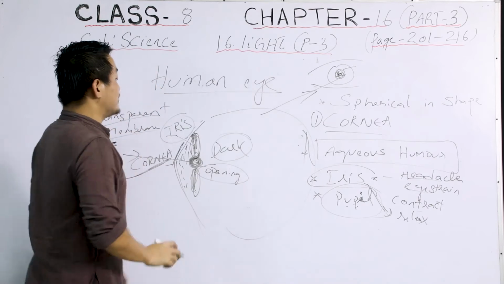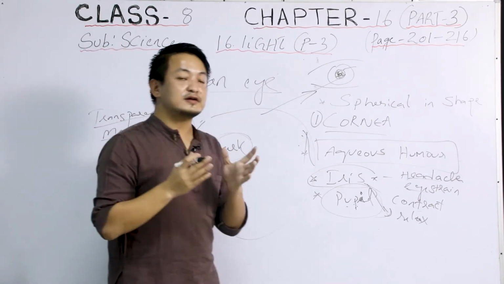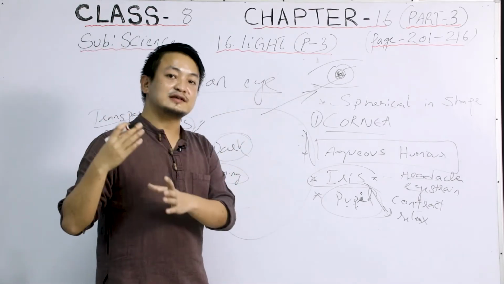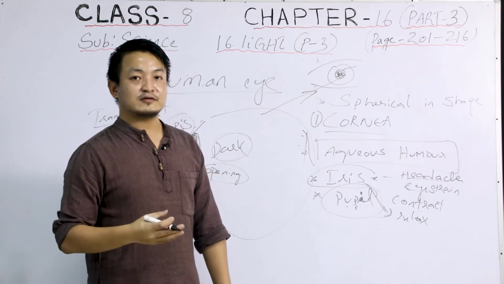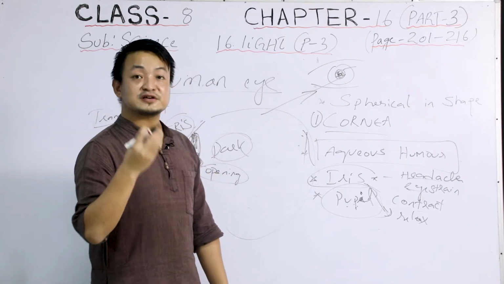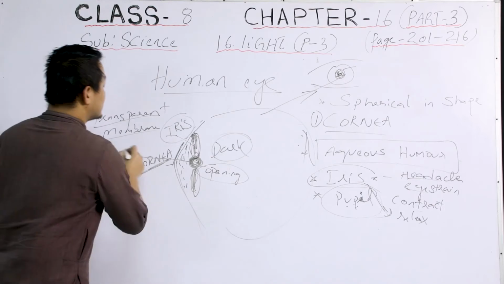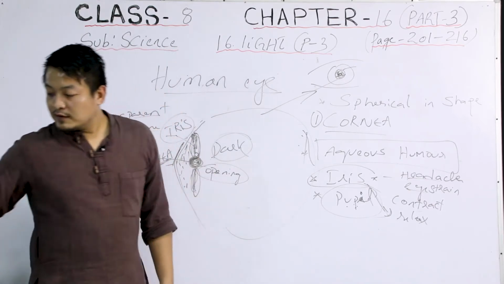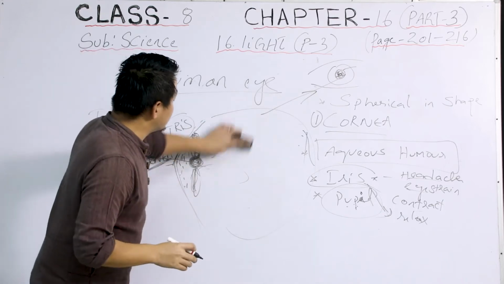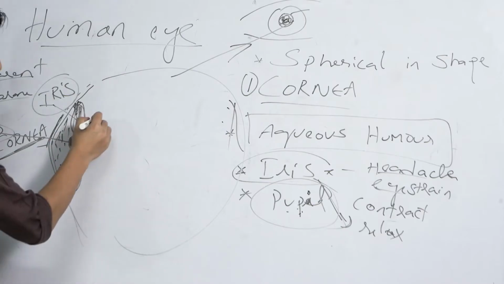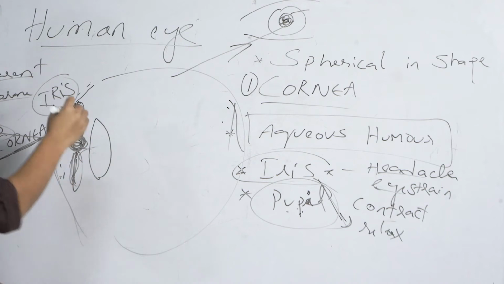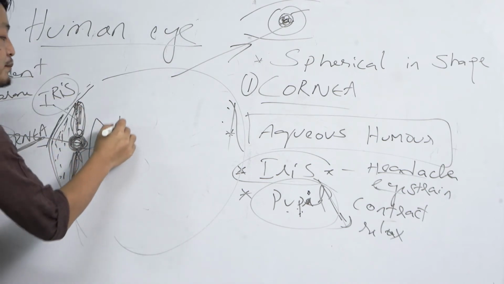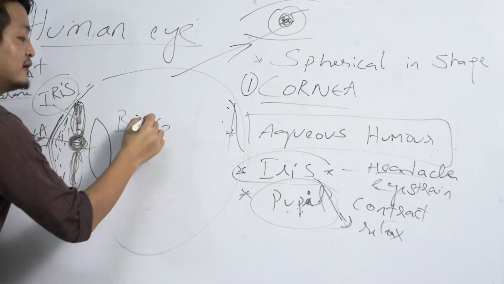Clear? Now this is just the outer part, but there is a lot happening inside, in the internal part of the eye, and that's an amazing machine. So now light enters from here. Now what happens? Here, my dear students, we'll have a lens, and that will be a biconvex lens.